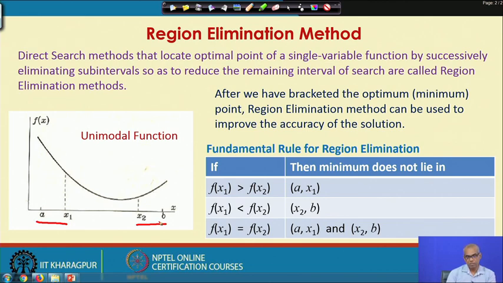You remember we discussed that for a unimodal function, how x1, x2 and the optimal point are related and how their function values are related. So, if f of x1 is equal to f of x2, that means the function values at x1 and x2 are the same, then the minimum point cannot lie between A x1 and x2 B. The minimum point will lie between x1 and x2. So, these are the fundamental rules for region elimination.